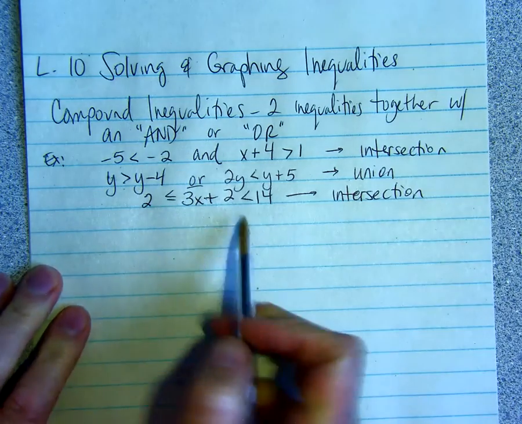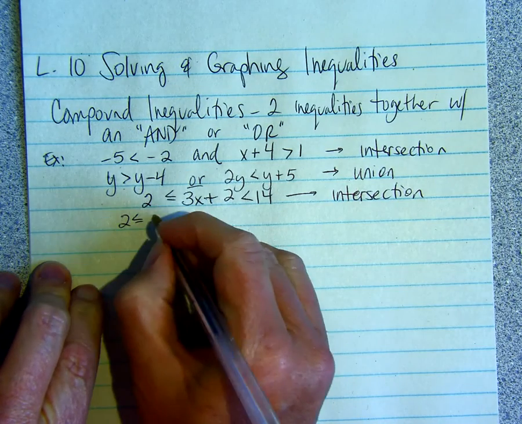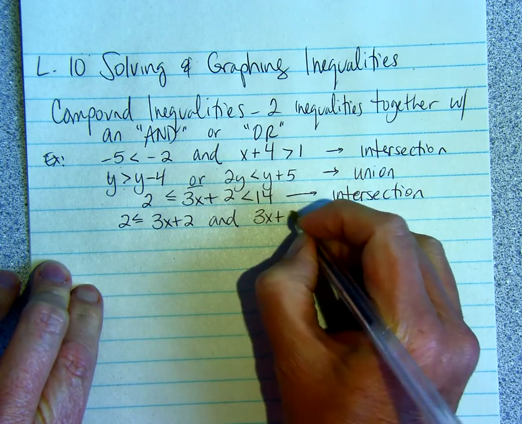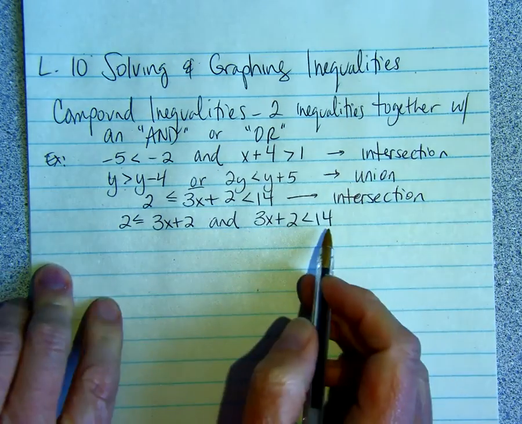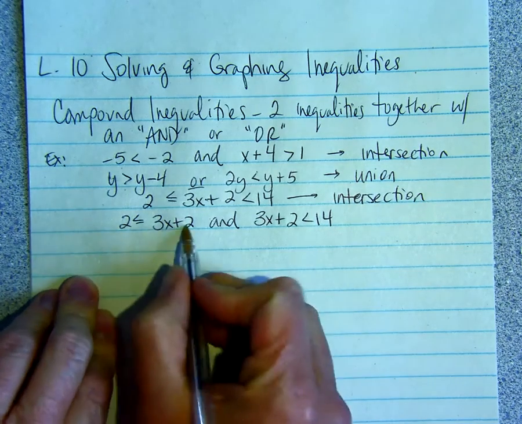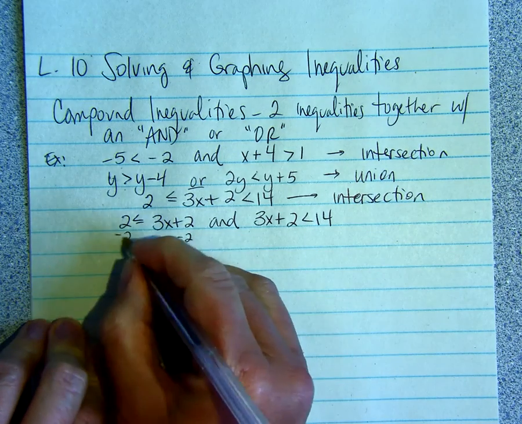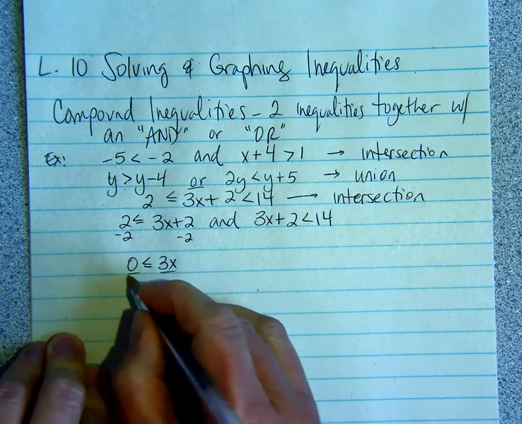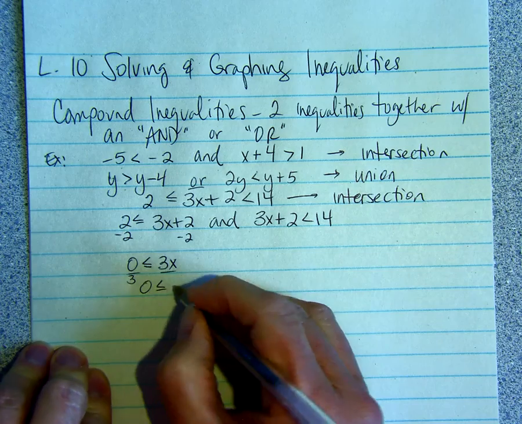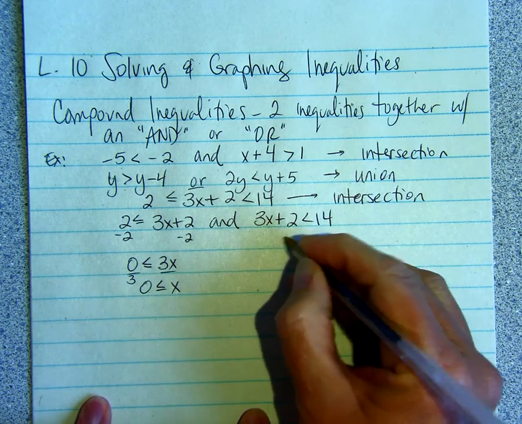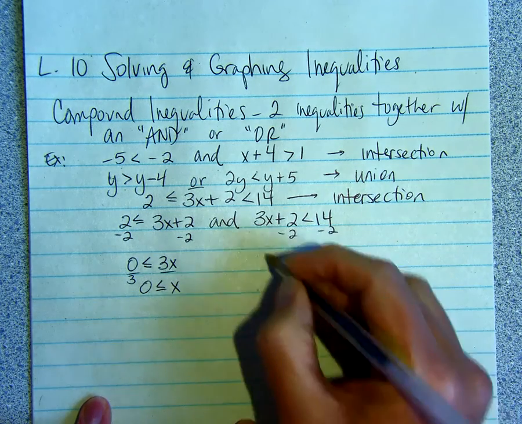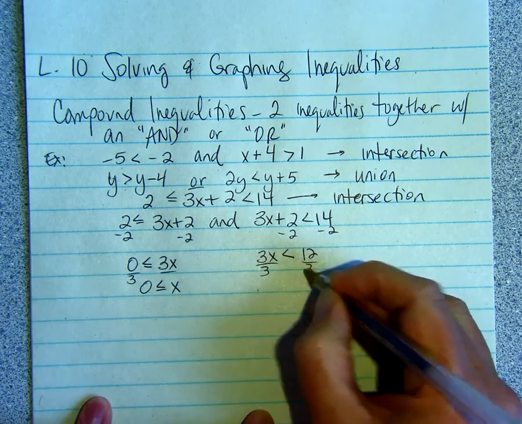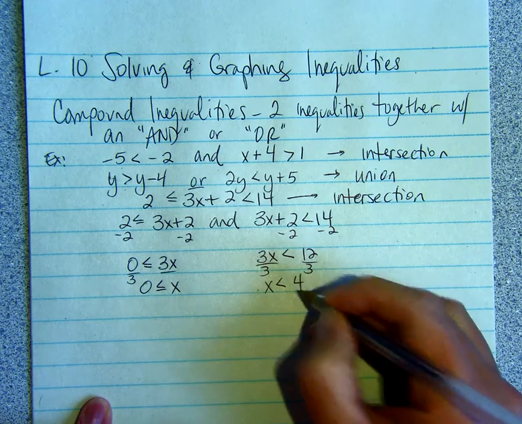So we could solve this intersection by separating it and solving for x, just like we do as if it were an equal sign. In this case, I'm going to subtract 2 from both sides, and I get 0 is less than or equal to 3x. Then when I divide by 3, I still get 0 is less than or equal to x. Then on this one, if I subtract 2 from both sides, I get 3x is less than 12, and when I divide both sides by 3, I get x is less than 4.